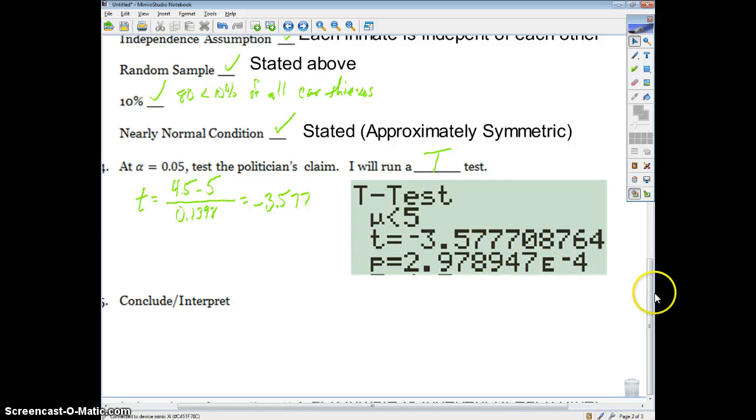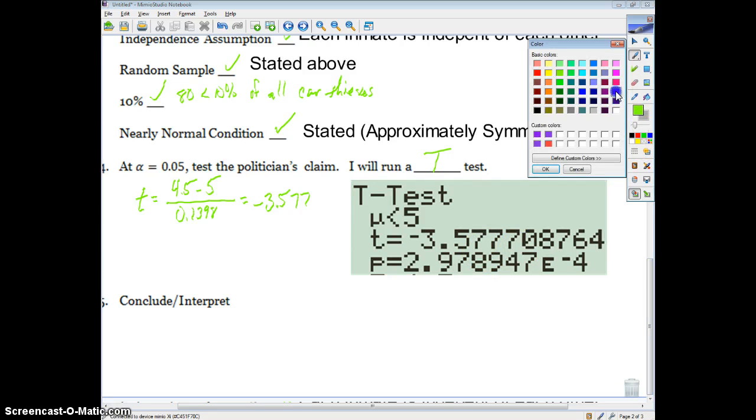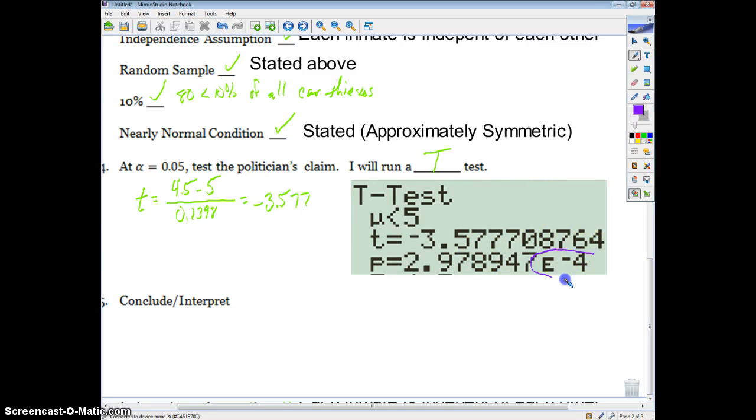Okay, now some of us need to pay attention here. So I'm going to change colors here. E-4, that is standard. That is scientific notation. That does not mean this p-value is 2.98 or whatever, or almost 3. No, that means the decimal gets shifted 4 places to the left, meaning this thing is almost 0.